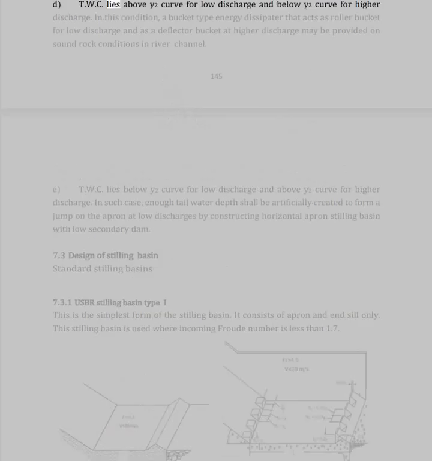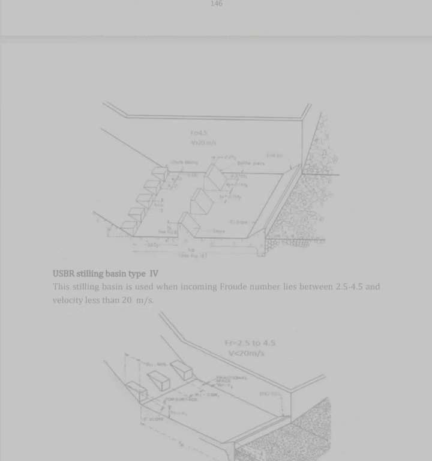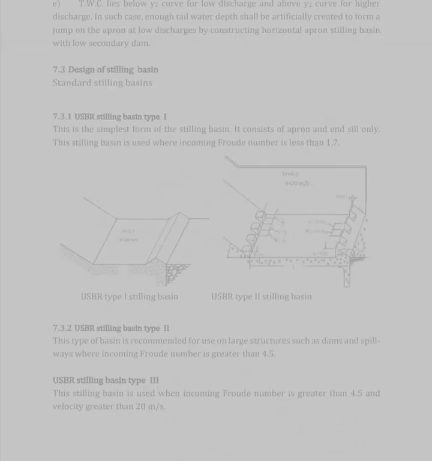D. TWC lies above Y2 curve for low discharge and below Y2 curve for higher discharge. In this condition, a bucket-type energy dissipator that acts as roller bucket for low discharge and as a deflector bucket at higher discharge may be provided on sound rock conditions in river channel. E. TWC lies below Y2 curve for low discharge and above Y2 curve for higher discharge. In such case, enough tailwater depth shall be artificially created to form a jump on the apron at low discharges by constructing horizontal apron stilling basin with low secondary dam.